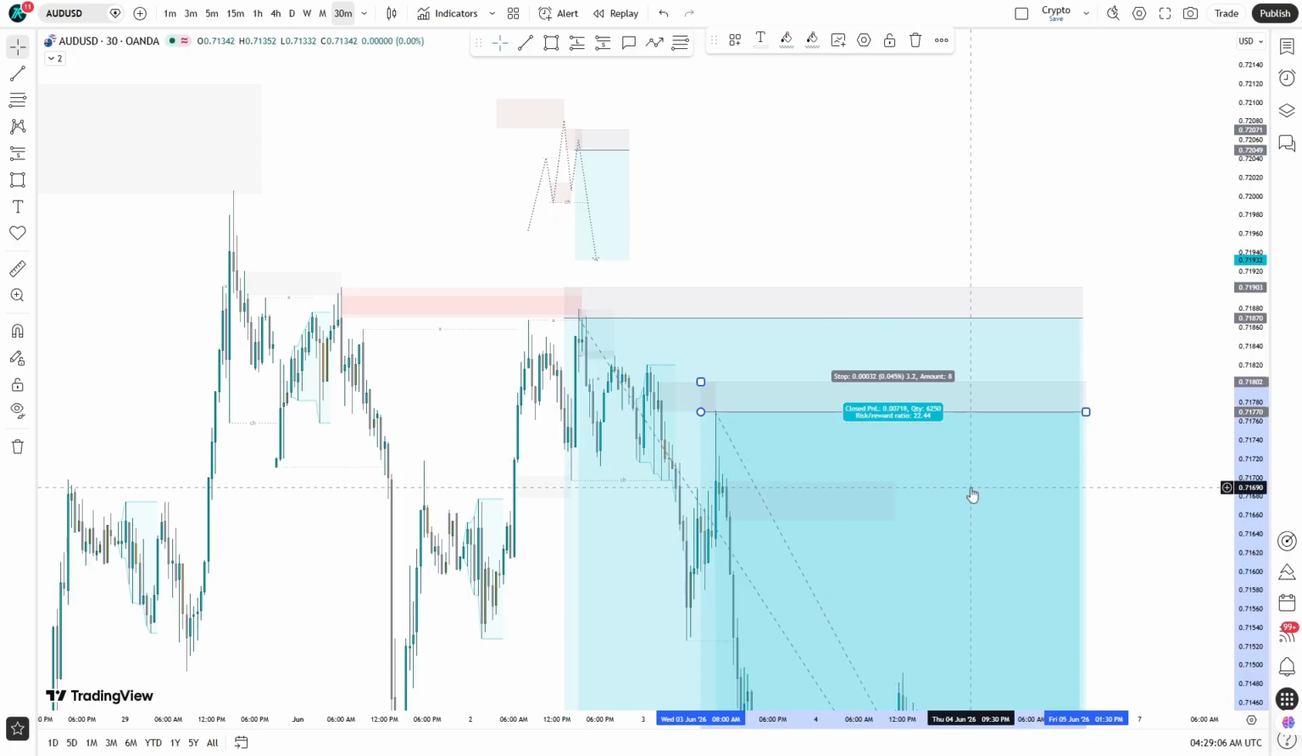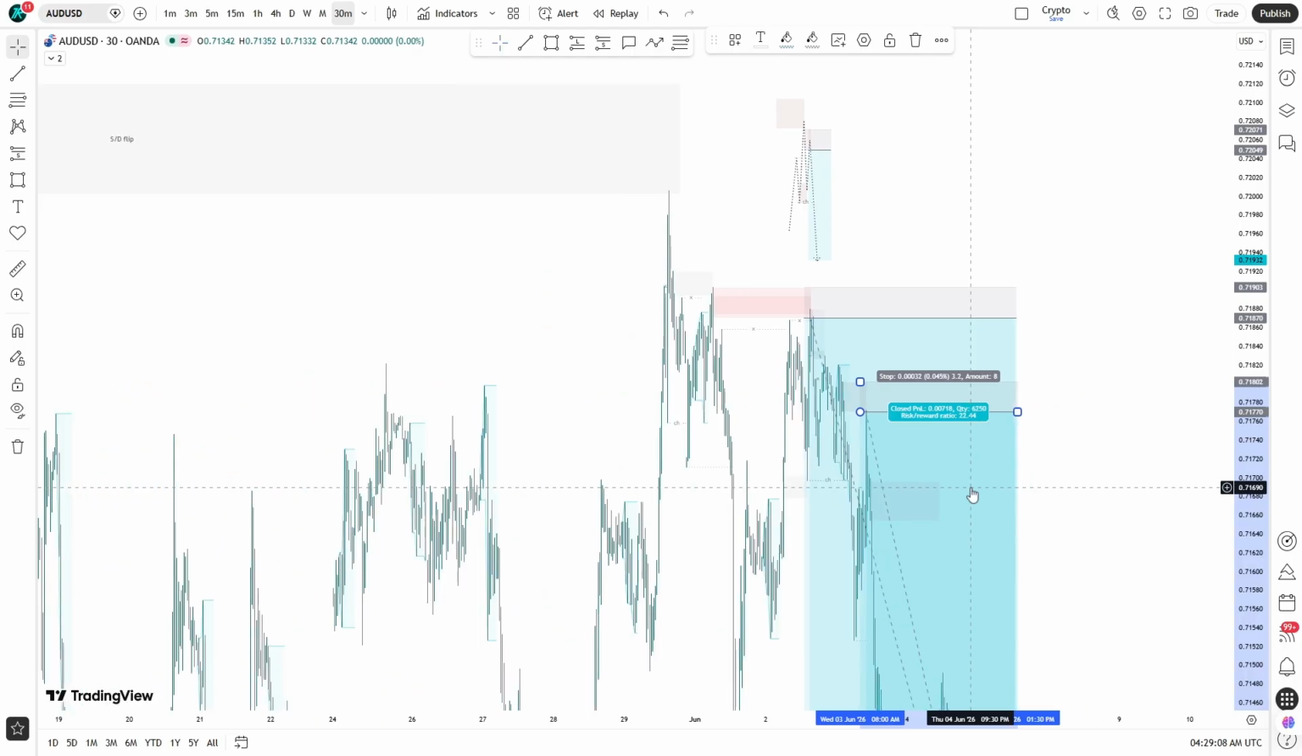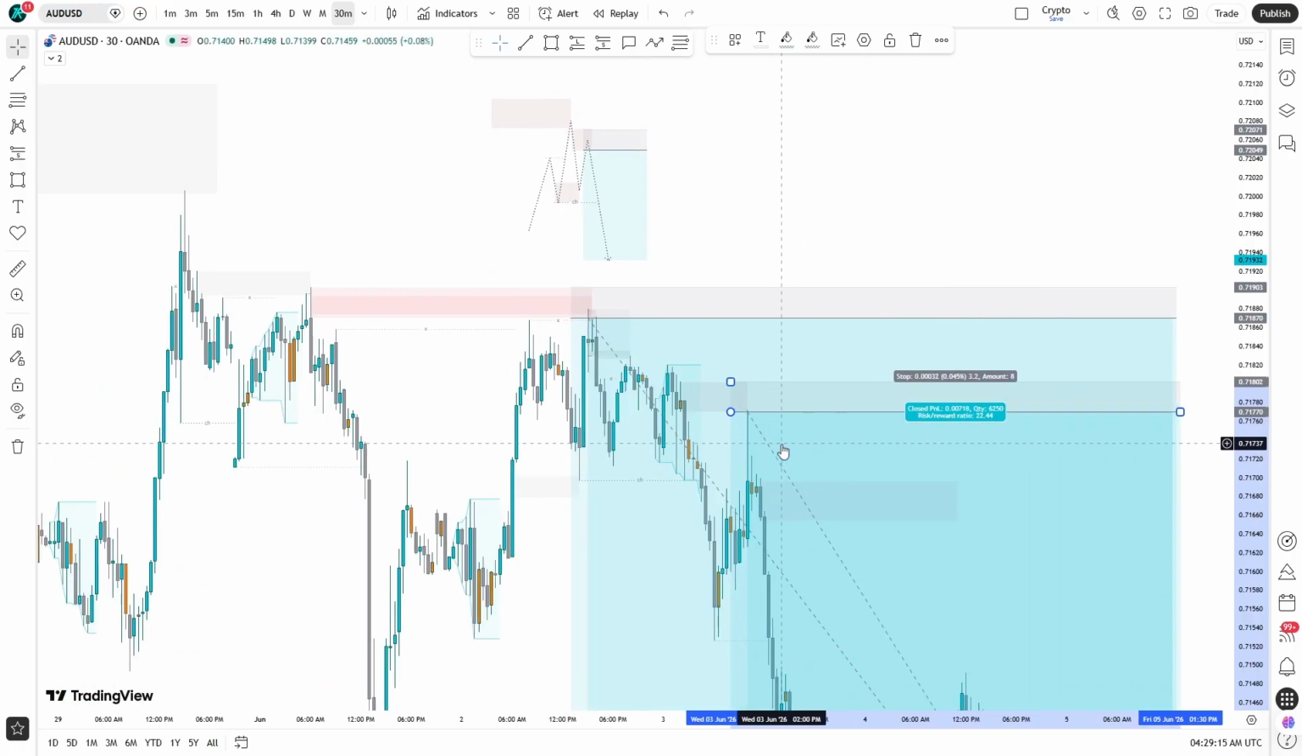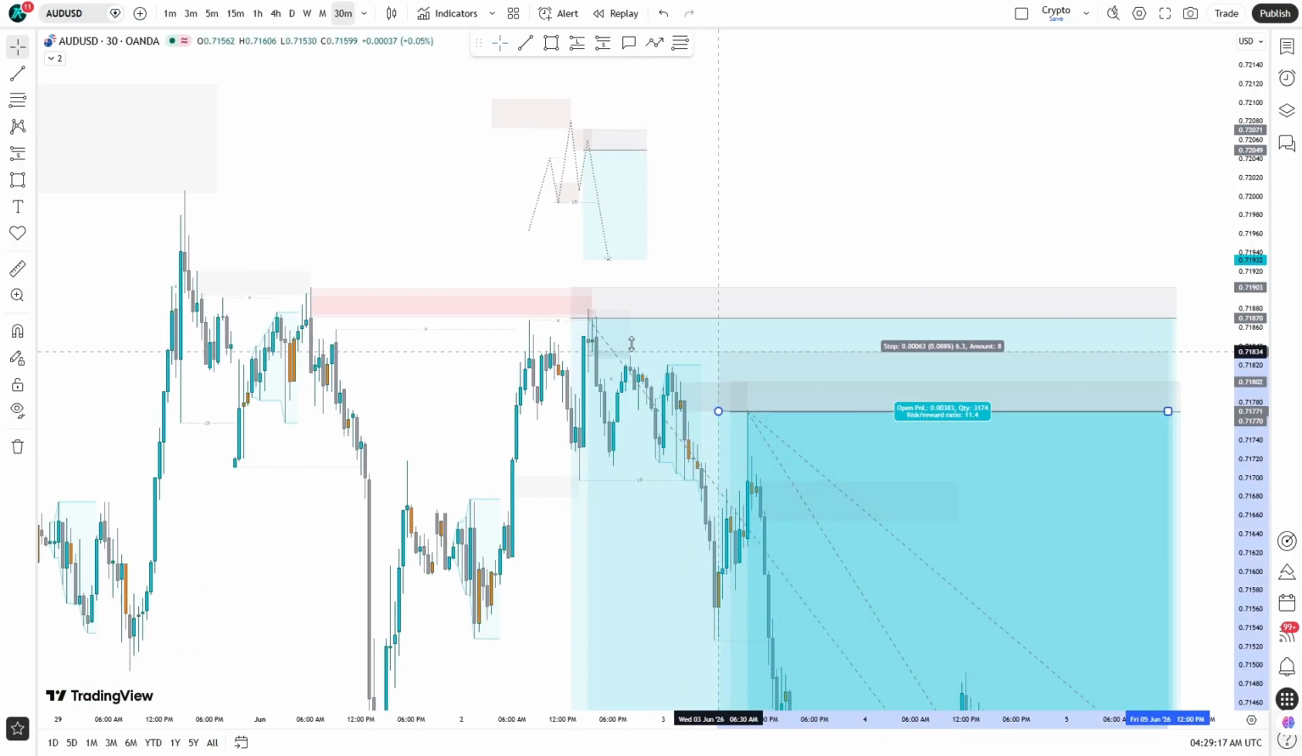1:22 risk to reward. I think profit is that higher time frame demand. So that's it for this one. Let me add up the other one so we can see it all clearly.